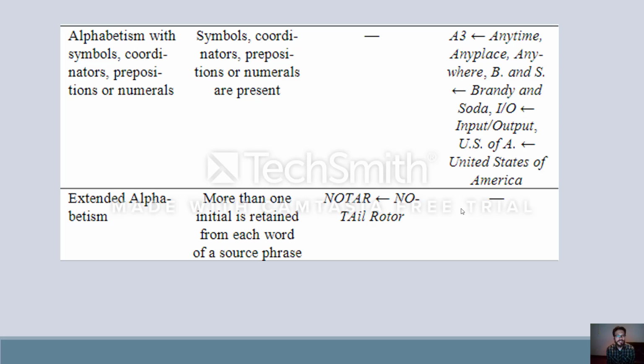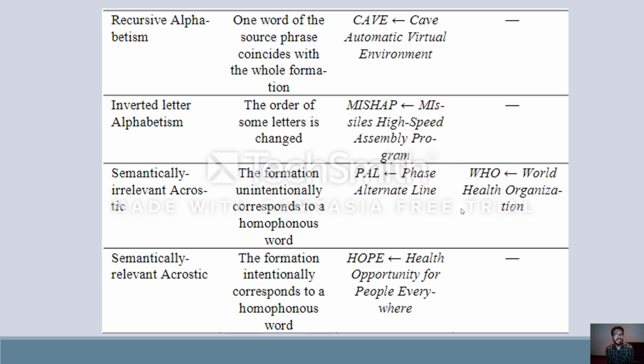Another one is the extended alphabetism. In this one, more than one initial is retained from each word of a source phrase. For example, we have the acronym NOTAL. In this acronym, we are taking the words no, tail, rotor. As you can see, from the word tail, we took not only the initial of the word, but also the second letter. And the last ones we have are recursive alphabetism. In this, we can use a word from the phrase to create the acronym, like CAVE from cave automatic virtual environment.